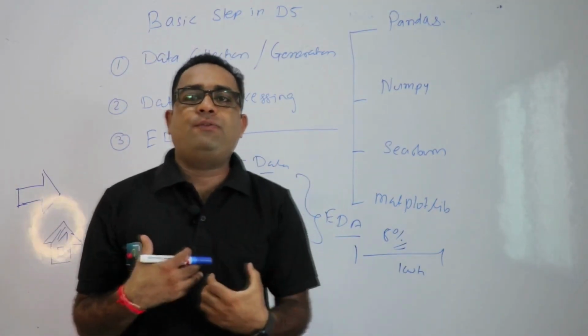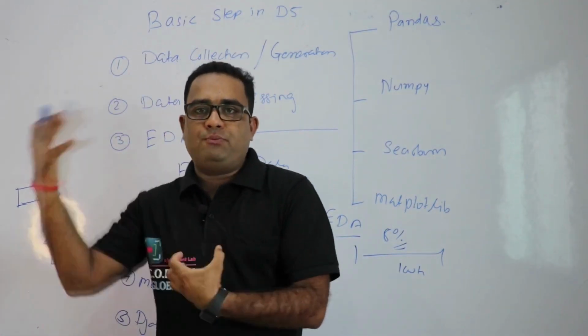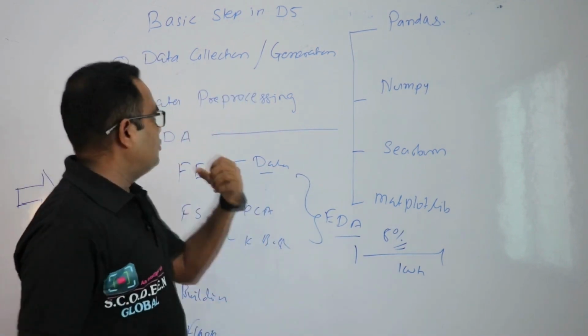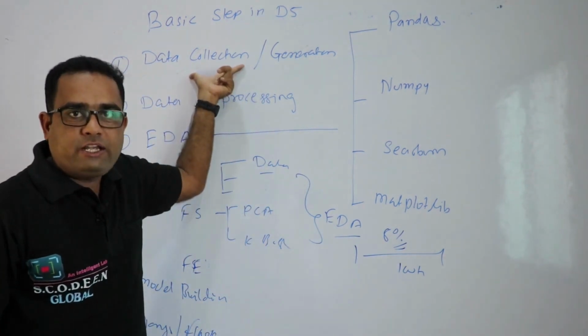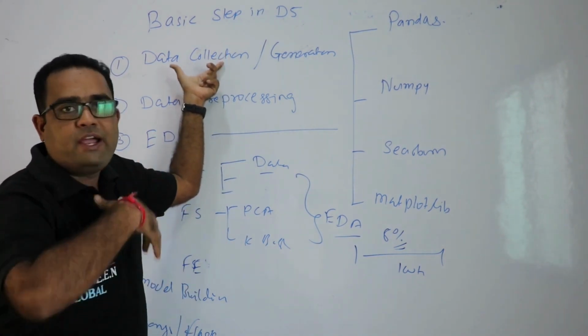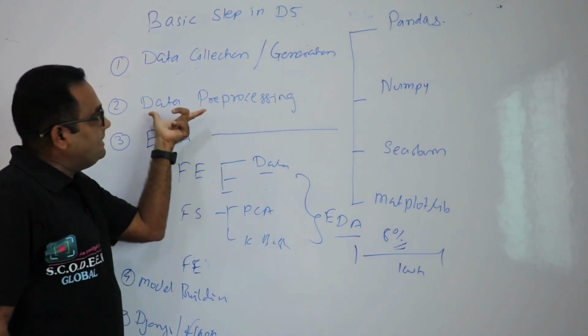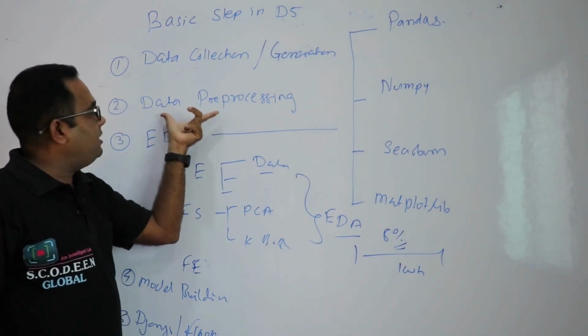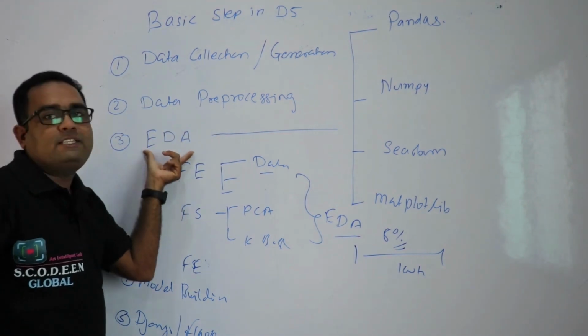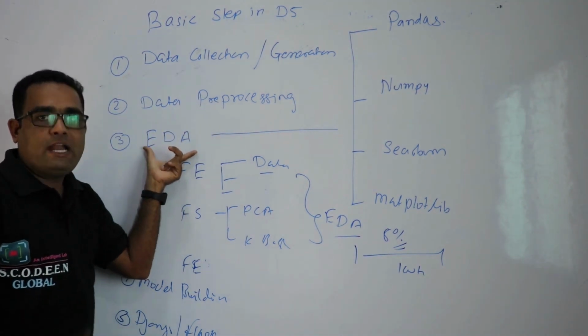Once we get data from different sources, some data warehouse, we need to perform some basic steps. First, data collection. We have seen data collection: data may come from a database, API, web scraping, or files. Data pre-processing is the most important step in data science, or we can say it is EDA, exploratory data analysis.